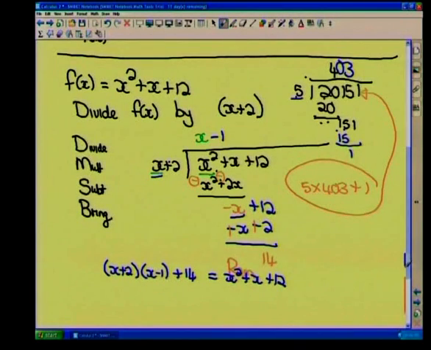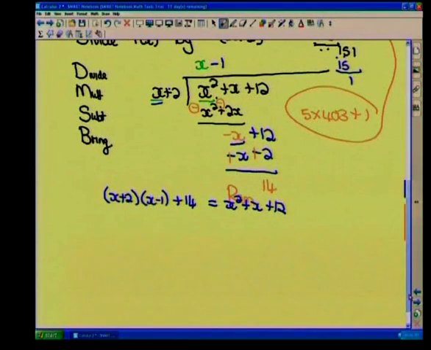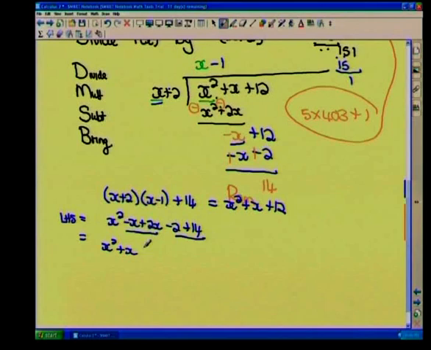Well, let's see if that is true. It's easy enough to check. So we times this out. We're going to say it's x squared minus x plus 2x minus 2 plus 14, which means I have x squared, and if I add those guys, I'm going to get plus x, and if I add those guys, I'm going to get plus 12, and look at that, there it is. So all the long division algorithm is used for is to change the way we write something.